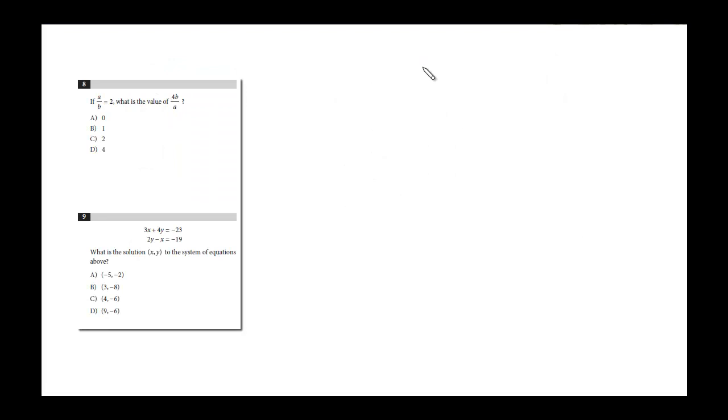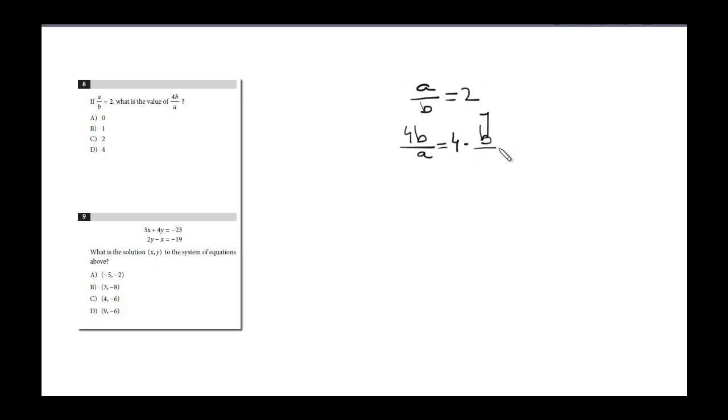Now in number 8 we are told that A over B equals 2, and we are asked to find 4B over A. That means 4 times B over A. B over A is the reverse of A over B, therefore B over A will be equal to half, so 4 times half. We simplify and we are left with 2, that is correct answer is C.